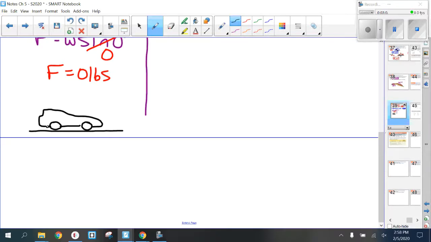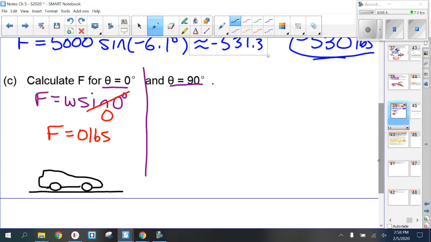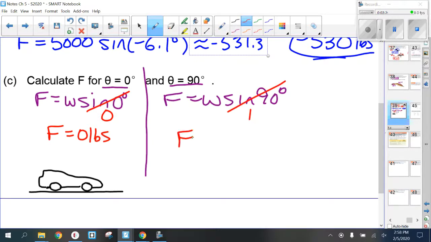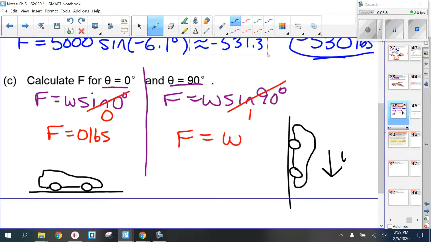So the other one is 90 degrees. Force equals weight of the car times sine 90 degrees. Anybody know what sine 90 is? That's 1. So force is going to equal whatever the weight of the car is. So if you look at a picture of this, it's a 90 degree angle. So think about what that car is doing on a 90 degree angle. Yeah, of course, that makes sense. The entire weight of the car is pulling down on that. So that's the force acting on that car. That's what this is talking about.